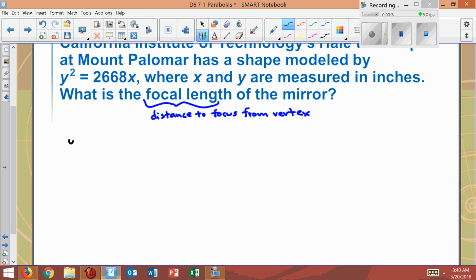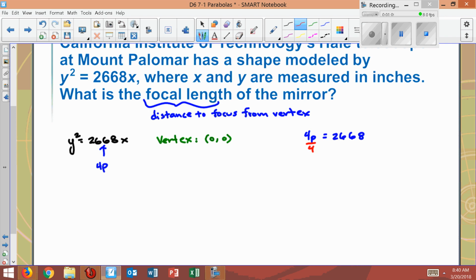On this equation, if we wanted to look at the previous ideas of how to find the vertex, you would look first in the parentheses and you'd see that there's no shift. So here we have a vertex at 0, 0. And then we could determine where the focus would be by saying, okay, this is 4p, and if 4p equals 2,668, this is in inches, then our focus would be how many inches away.